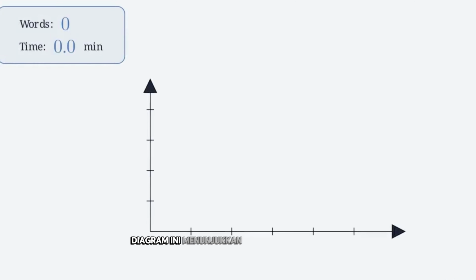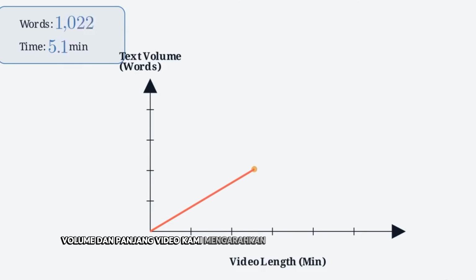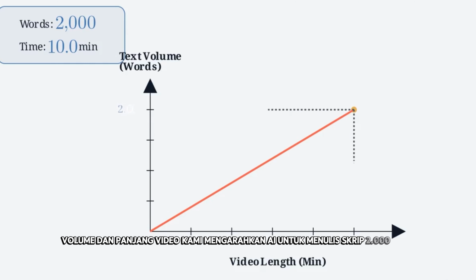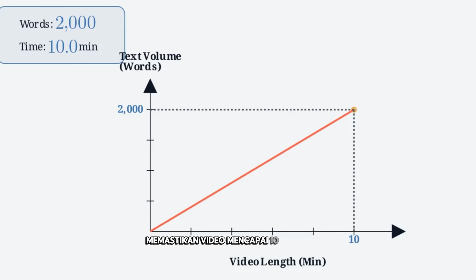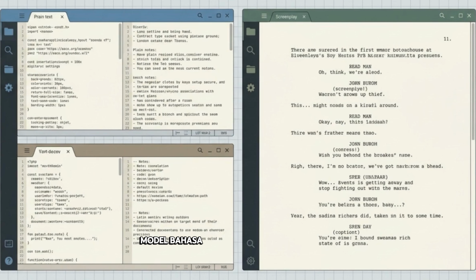This diagram shows the relationship between text volume and video length. We direct the AI to write a 2,000-word script, ensuring the video hits the 10-minute mark. This threshold allows multiple ad placements, satisfying the algorithm's preference for longer sessions. The language model acts as a multiplier. It takes a handful of transcripts and extrapolates them into a structured piece of intellectual property.